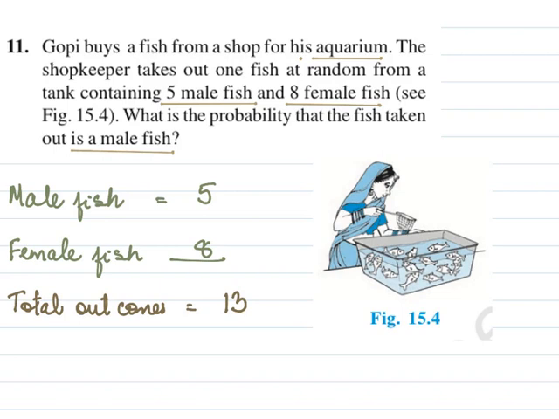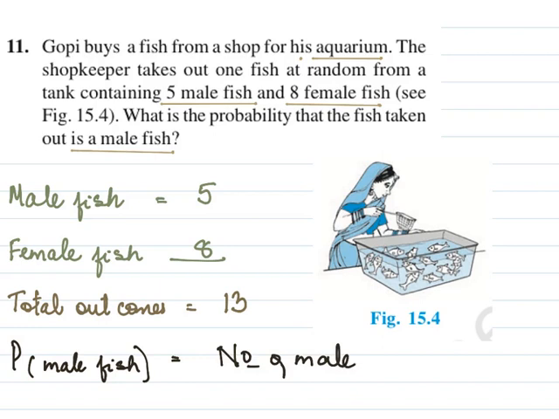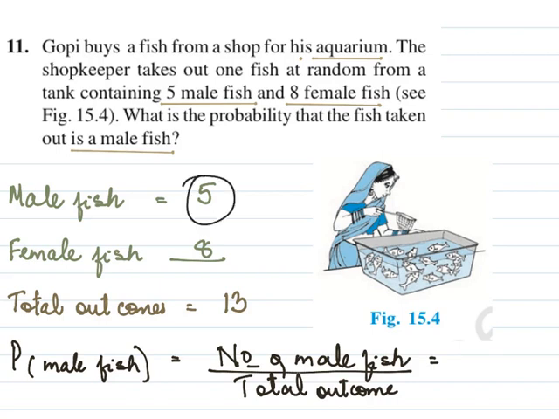Those are total outcomes. Now a favorable outcome is a male fish. So which means the probability of a male fish will be the number of male fish over total outcomes or total fish. So the number of male fish we see is 5. So 5 over total outcomes, 13. So 5 out of 13.